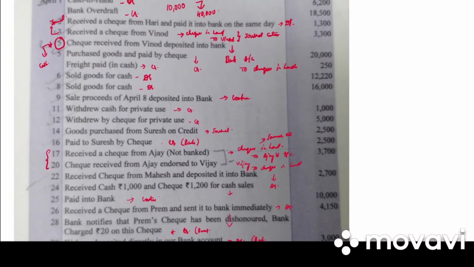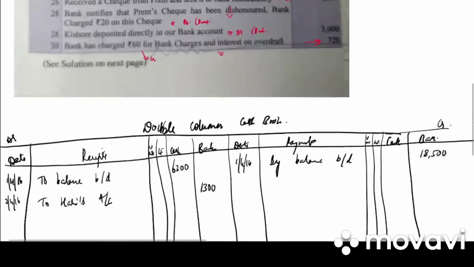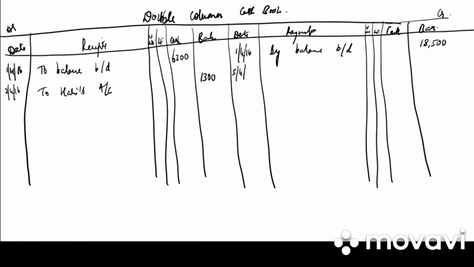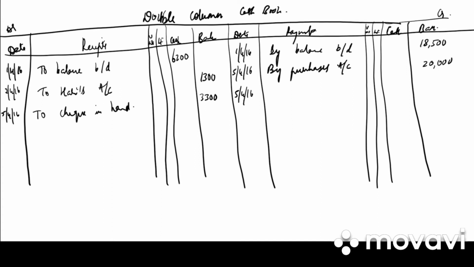Next on 3rd April, this will be written in journal, but we have an entry on 5th April, so write down 5th April. On the debit side, to cheque in hand. How much is it? 3,300 in the bank column, and again there is a purchase entry in 5th April, so it will be by purchases 20,000. Then on 5th April we paid freight charges by cash, so by freight account under cash column 250. Clear?